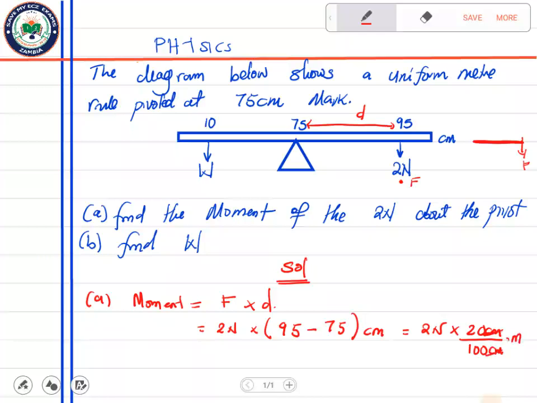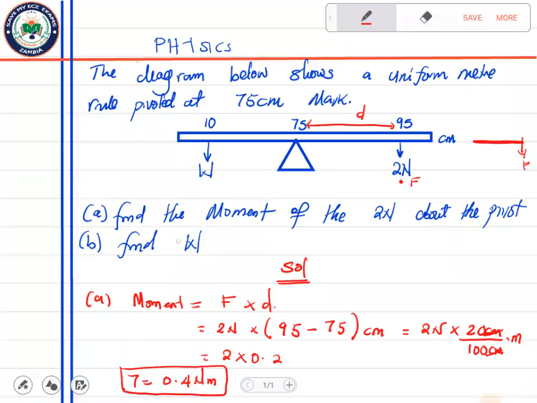So eventually, we're getting 2 newtons multiplied by 0.2. Okay. And our final answer, moment, is just equal to 0.4 Newton meter. That is the answer.